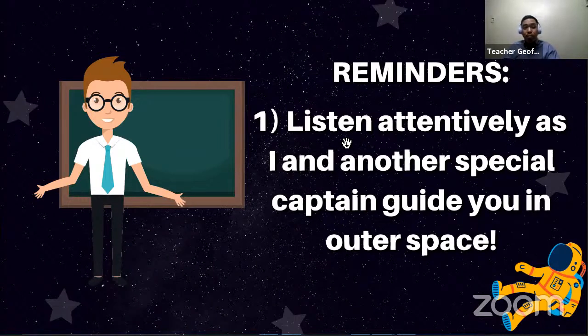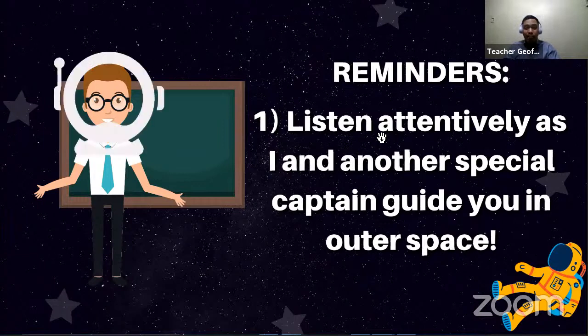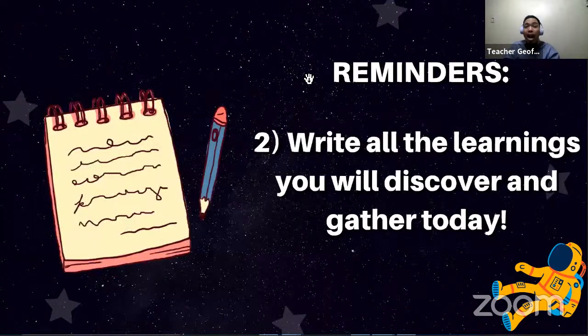Okay. Now, let's proceed to the second reminder. Oh, I actually forgot. Our teacher here needs to have his own space helmet as well. Why? Because we will be going into space again, right? So we need to remember to put on our space helmet. Again, listen attentively. Second, write all the learnings you will discover and gather today. Kids, I'm telling you right now that you should get your scratch papers and pencils to make sure that you will remember all that I'm going to teach today.